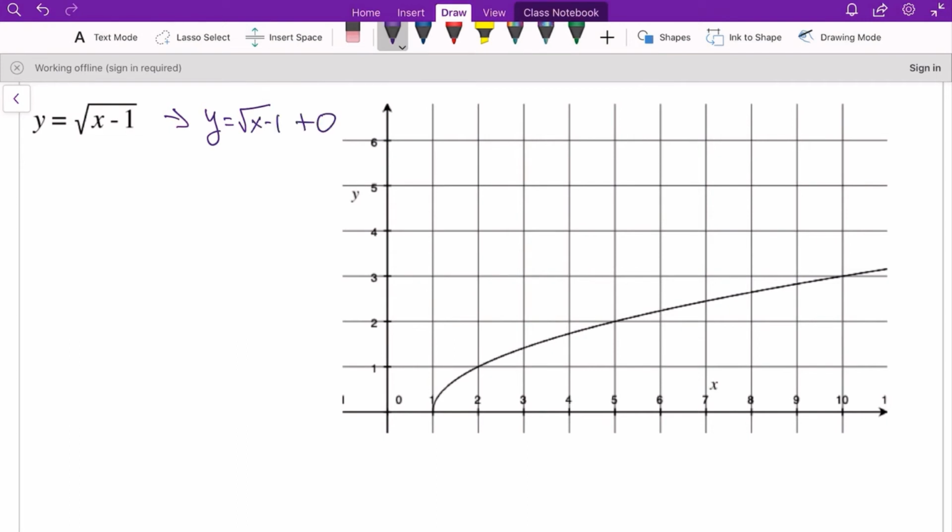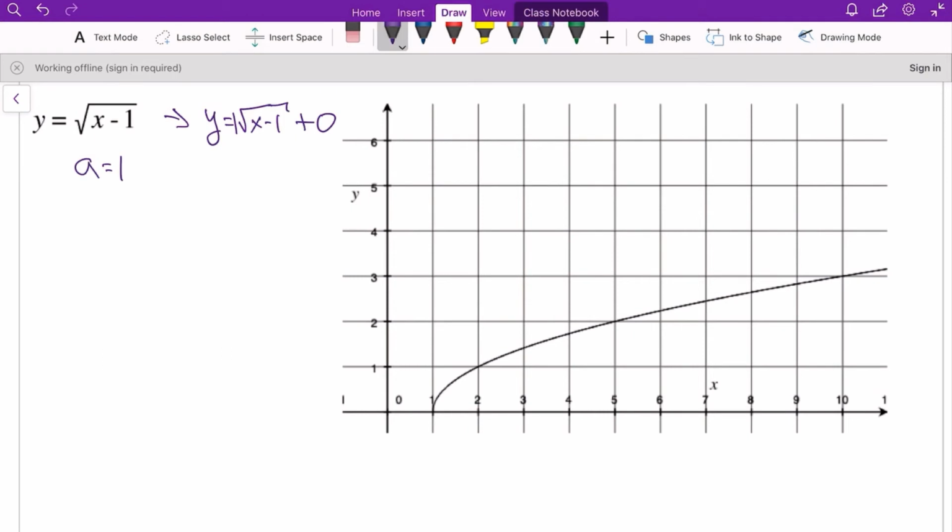Remember, this is plus 0. I don't see anything outside my radical. So writing the pieces out, the A term would be 1. It's right here, in front of my radical. H. Now here's the deal with H.